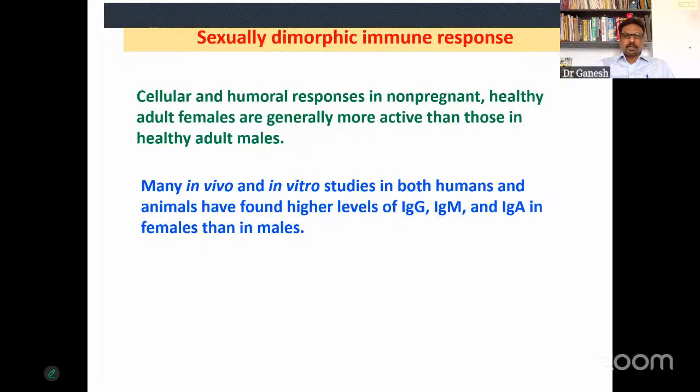So cellular and humoral responses in non-pregnant healthy adult females are generally more active than those in healthy adult males. Many in vivo and in vitro studies in both humans and animals have found higher levels of IgG, IgM, and IgA. These are all the classes of immunoglobulins which are found in higher concentration in case of the females than in case of the males.